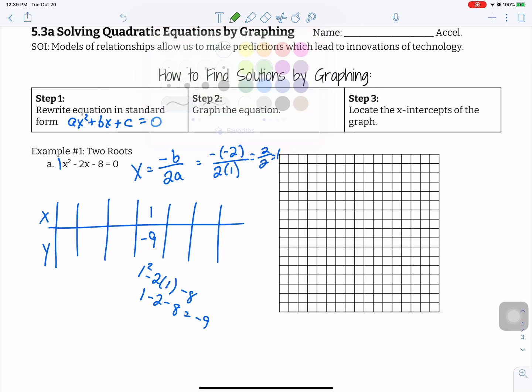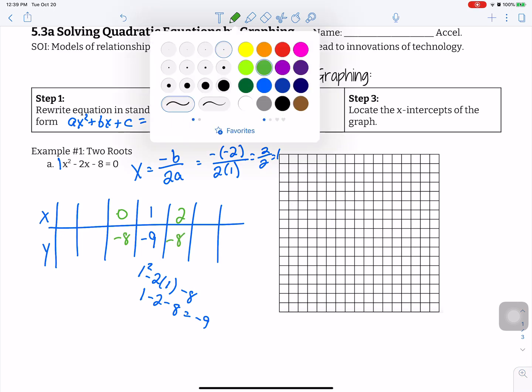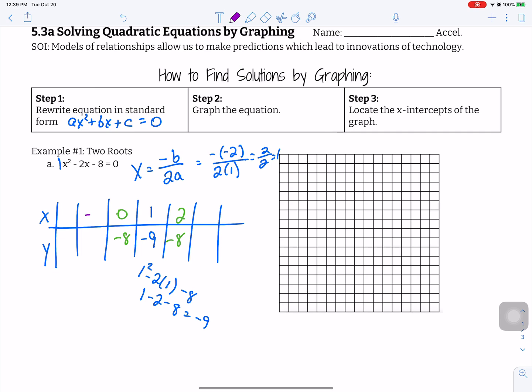And then I have a choice of 2 or 0. They both should be the same thing because they are symmetrical. 0 is a much easier number to use, so I'm going to go ahead and use 0. So it's 0 minus 8. So this should be negative 8. And then I'm going to put in my 2 pieces in my table, the negative 1 and a 3. Again, you can use either one. It doesn't matter. I'm just going to go ahead and use the 3 on this one.